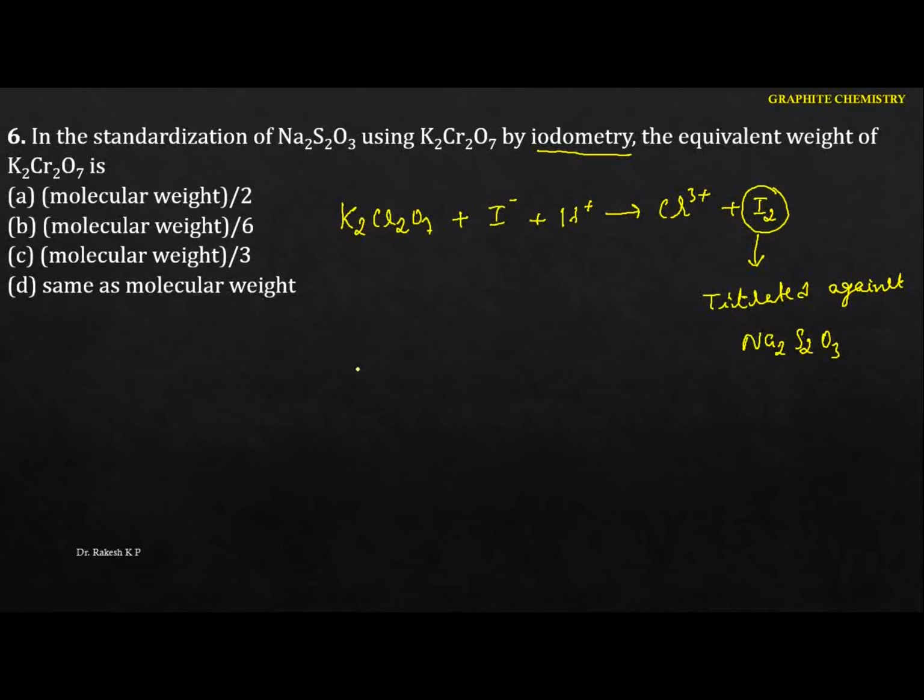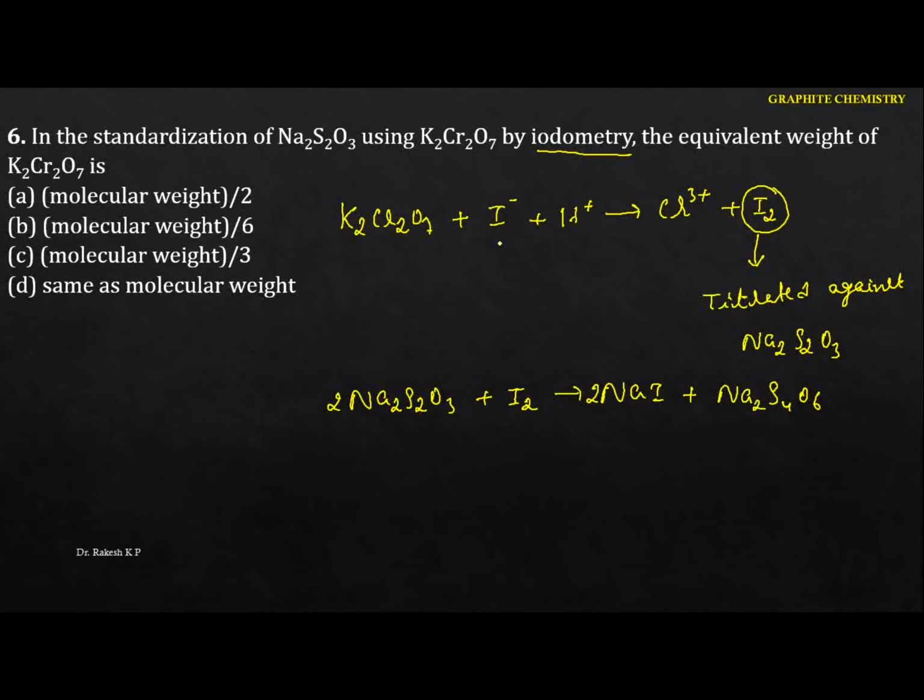Now see the reaction here. The sodium thiosulfate reacts with the liberated iodine, which gives you sodium iodide, and we are also going to get sodium tetrathionate. Sodium tetrathionate is the compound that you are going to get.